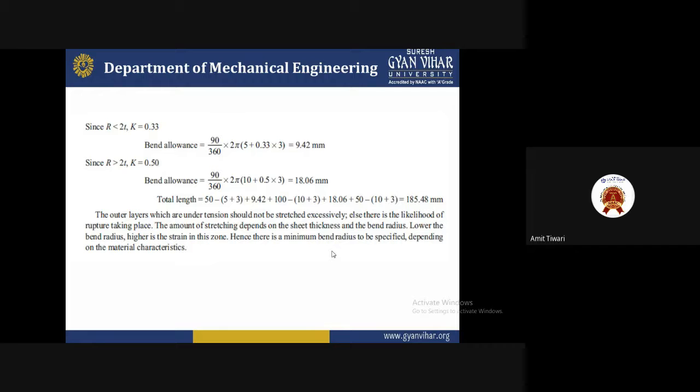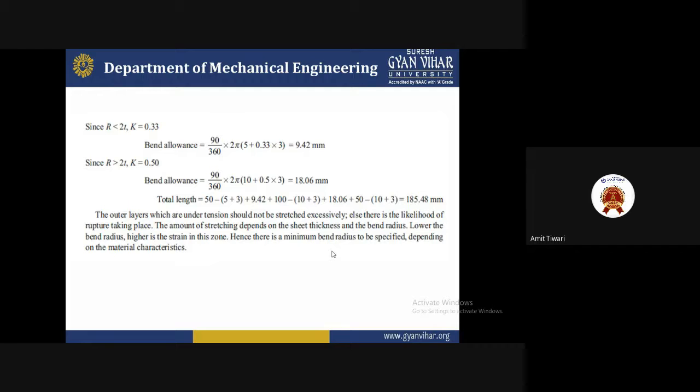So we can find out that the outer layer, which is under tension, should not be stretched excessively, else there is a likelihood of rupture taking place. The amount of stress depends on the sheet thickness and the bend radius. The lower the bend radius, the higher the strain in the zone. Hence, there is a minimum bend radius to be specified, depending on the material characteristics.